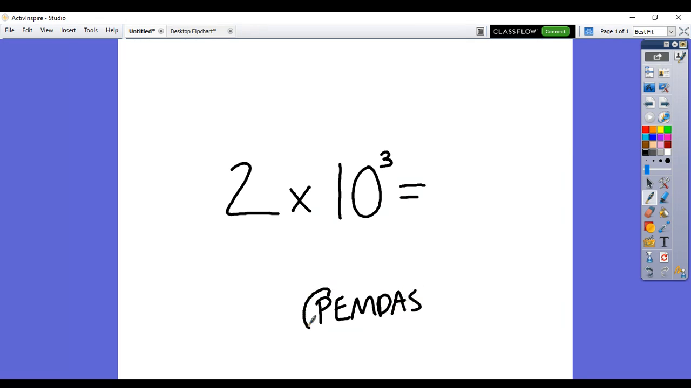So it's really important. We've got parentheses, exponents, multiplication, division, addition, and subtraction. We don't have any parentheses, so we don't have to worry about those. But our next one is exponents, and we do have an exponent right here. So it is important that we solve the exponent first. I'm just going to draw a little arrow down, bring this 2 down, and we need to solve what 10 to the third is.